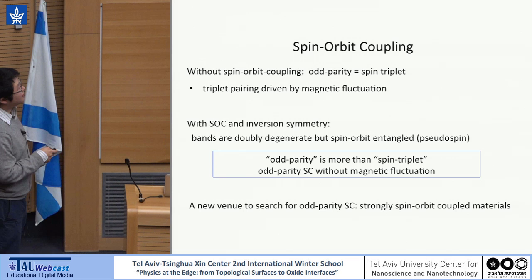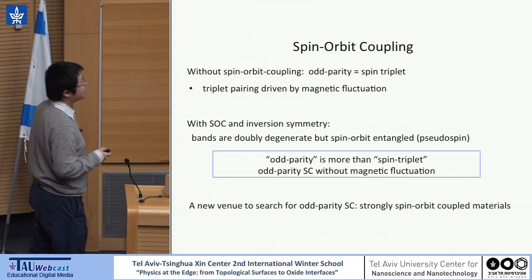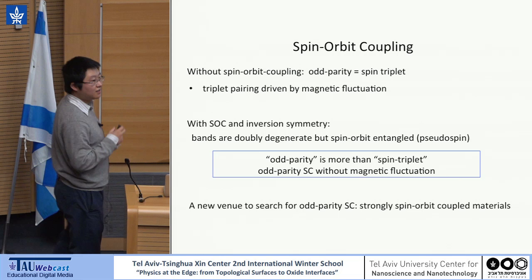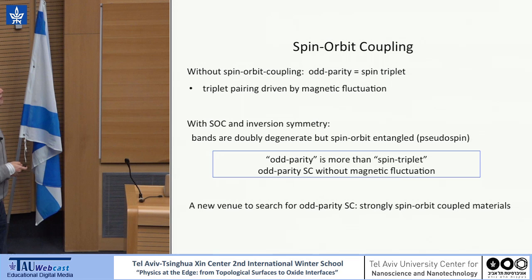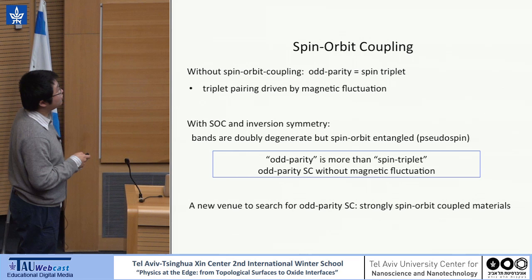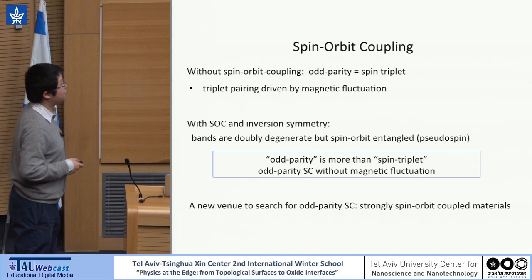Let me first show you that the spin-orbit coupling really introduces a new twist to the physics of odd parity pairing. Without spin-orbit coupling, the odd parity pairing is equivalent to spin-triplet pairing. This is because of the Pauli exclusion statistics: if the spatial part of the wave function is anti-symmetric, the spin part of the wave function of the Cooper pair has to be symmetric. And so that's why people devote a lot of effort to search for triplet pairing. And that tends to occur near a strong magnetic instability driven by magnetic fluctuations.